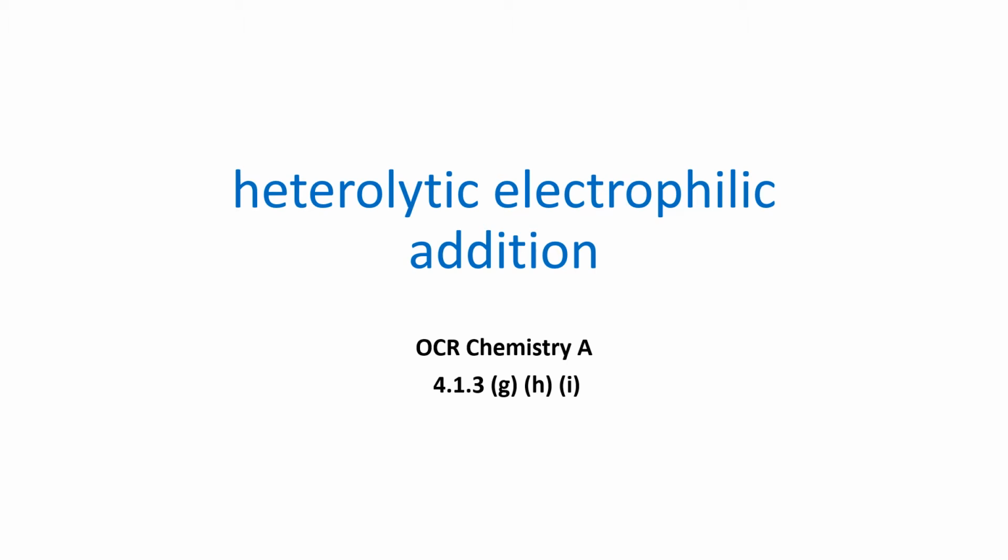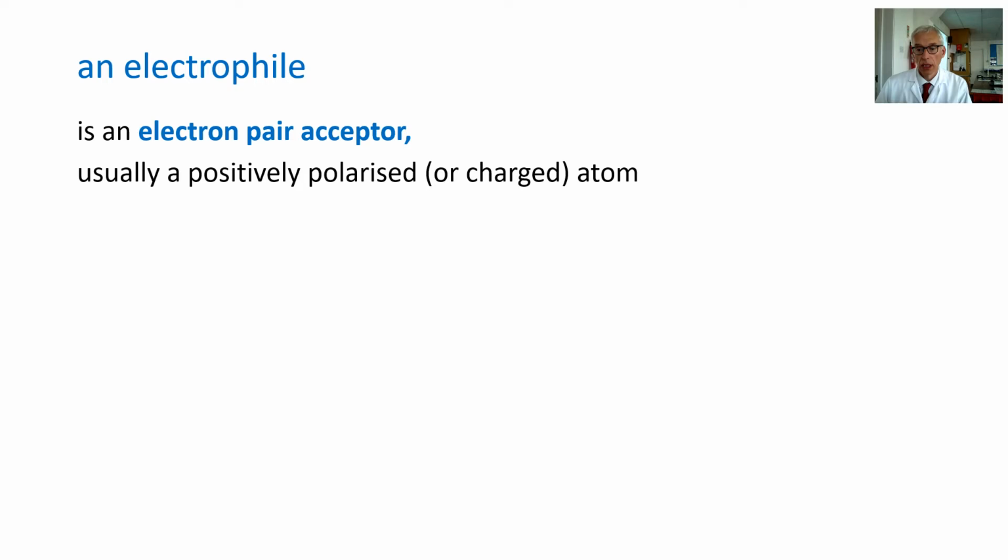Heterolytic electrophilic addition. So we need to know what an electrophile is. It is an electron pair acceptor, usually a positively polarized or possibly charged atom. So let's look at an example which we will meet later on. Bromine delta plus, a positively polarized bromine atom.